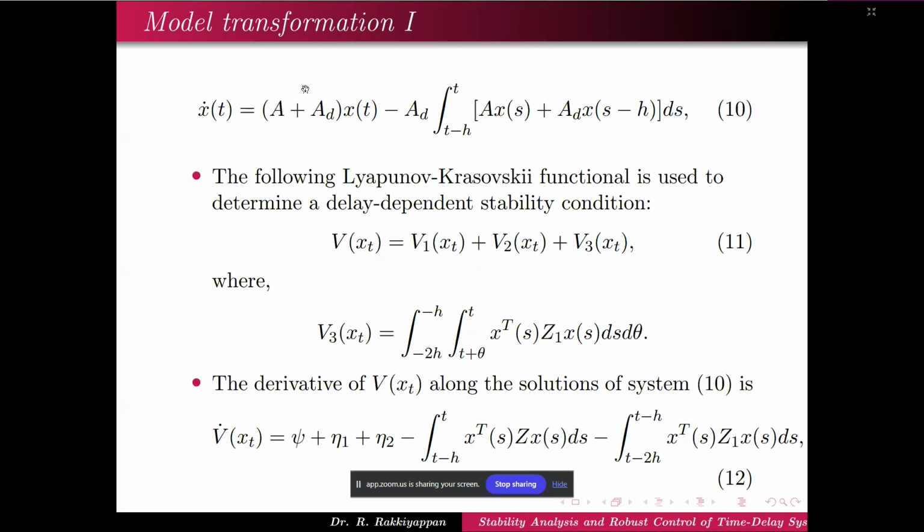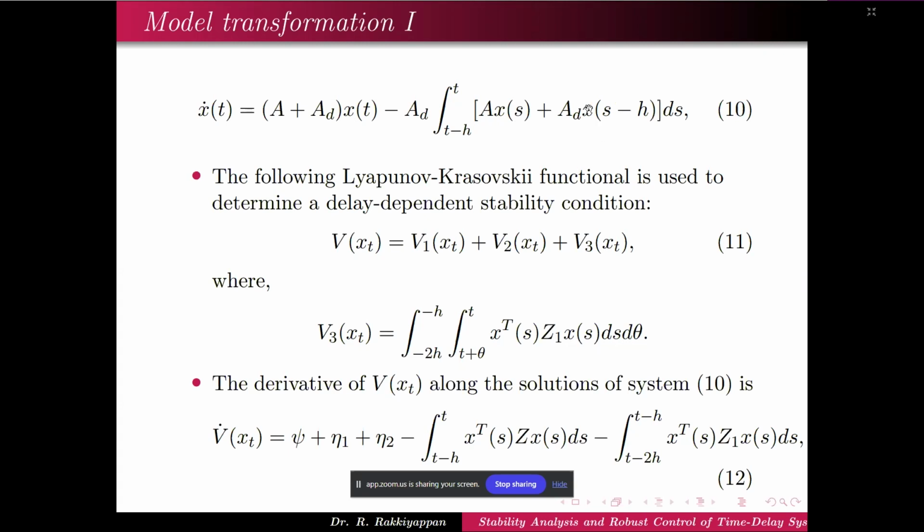So this is the first kind of model transformation. The given system 1 can be written like this: x dot of t equal to (A plus A_d) x of t minus A_d times the integral from t minus h to t of [A x of s plus A_d x of s minus h] ds. We can just substitute this integral in equation 1, so we get equation number 10.